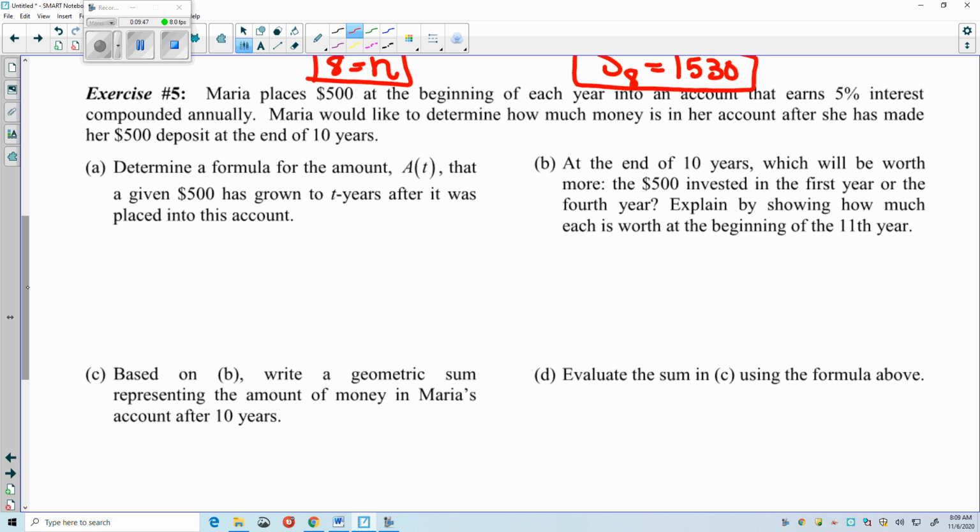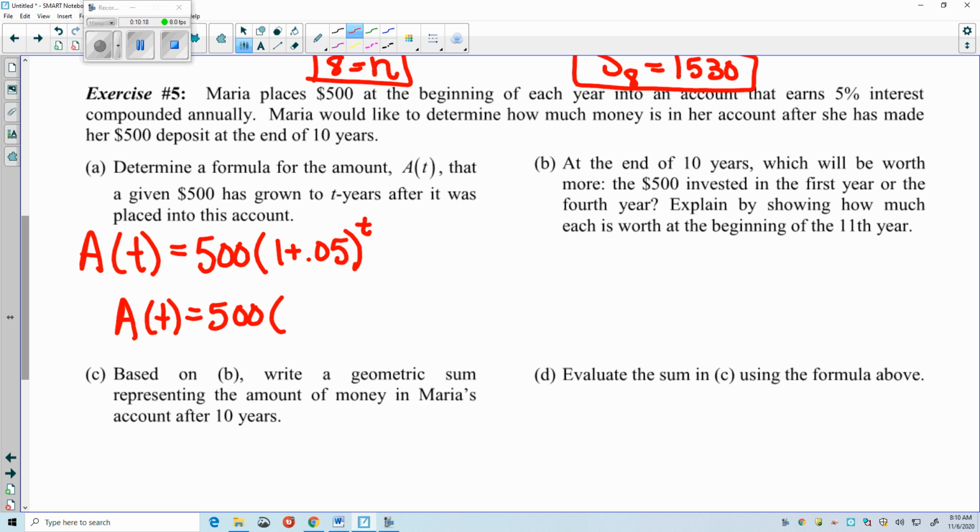Okay. So determine a formula for the amount that a given $500 has grown to T years after it was placed into the account. So it's just saying let's write a formula. Okay, so the amount after T years. So I have to use that T. My initial value is 500. I have 1 plus my rate, and the rate that they gave us was 5%, so as a decimal, 0.05, raised to the T. So the formula that we have here, if we were to simplify this down, 500 times 1.05 to the T. Okay, so that's our formula.